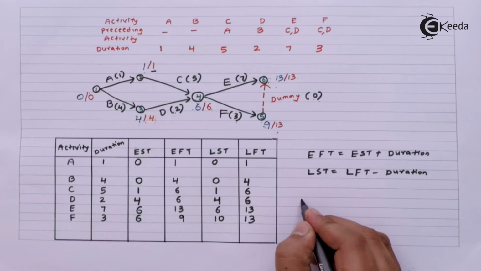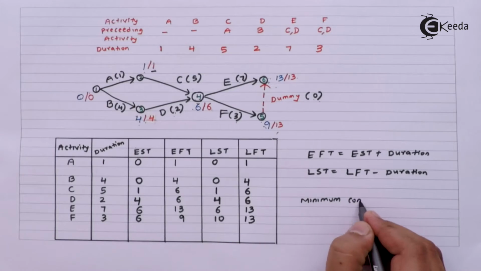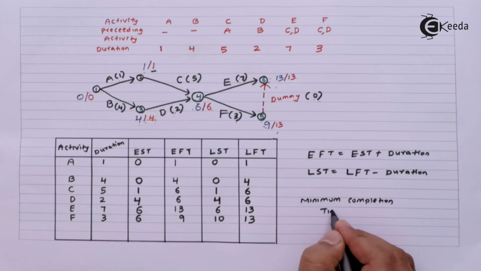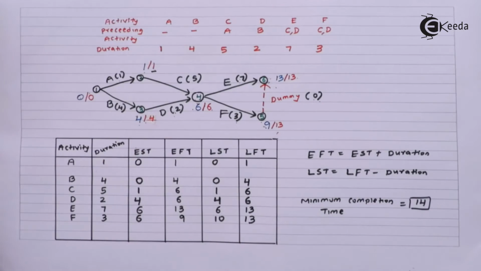So my minimum completion time will be 14. It can be days, it can be weeks, it can be hours, it can be anything. So that was the second example we did based on the time estimates. We did something called forward, backward, and the time estimates. Now let's do one more example based on these things to get the conceptual clarity.